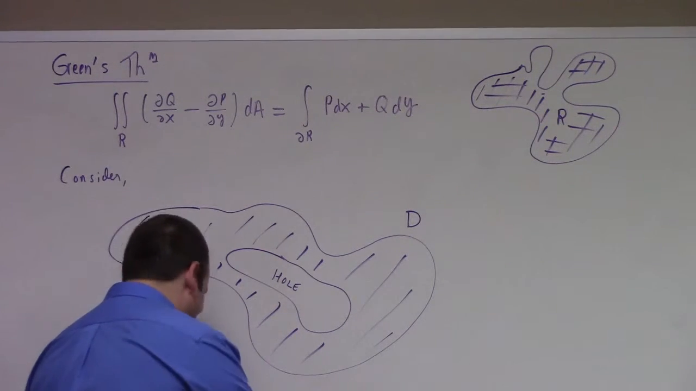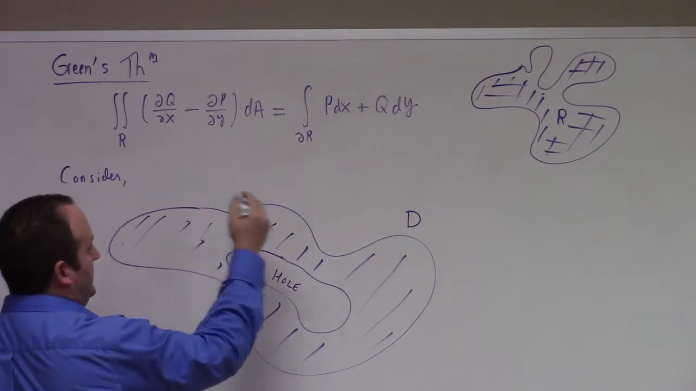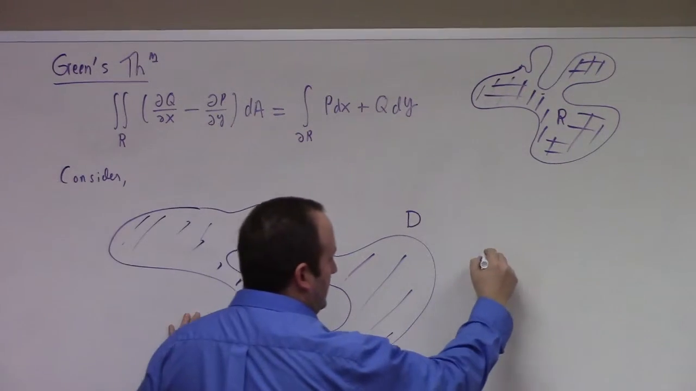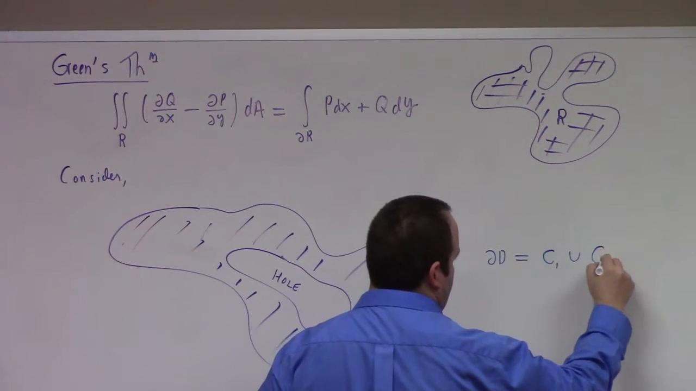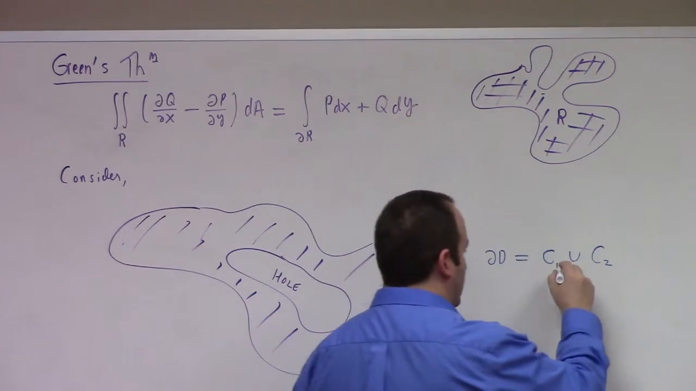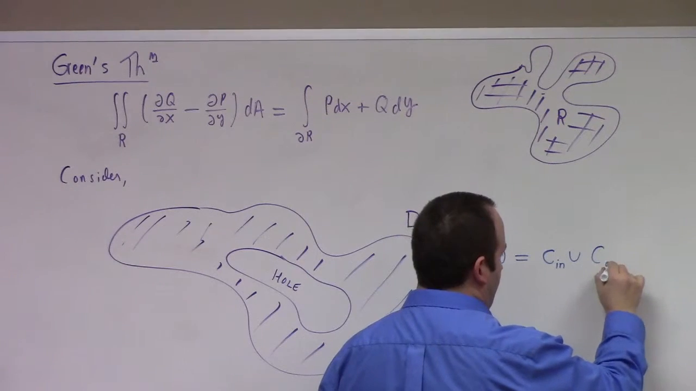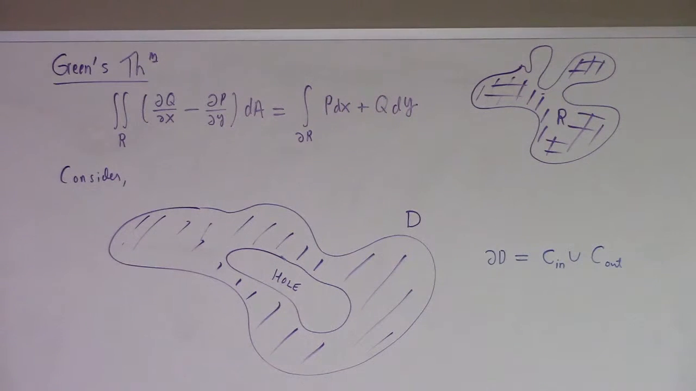So the boundary of D now has two pieces, right? The boundary of D has, let's say, C1 union with C2. Or maybe I should say C in and C out. In, out, right? And we insist then, this is a rule, the boundary of D must be given a positive orientation. That's our default. When I write the symbol partial D, what that's saying is, look at the positively oriented edge of D.